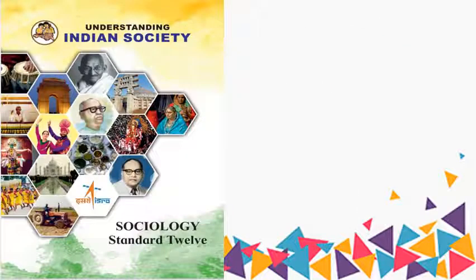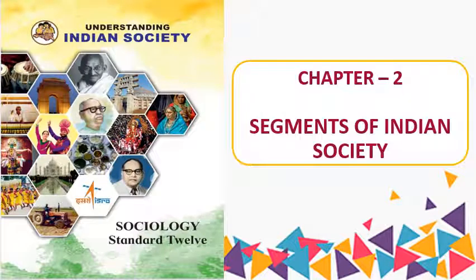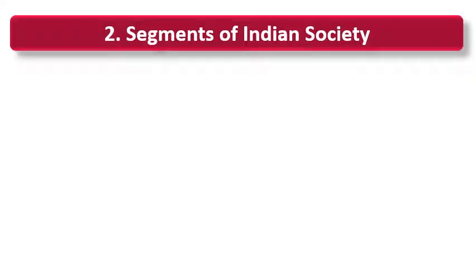In the previous lectures, we have completed first chapter of our textbook. Today we will start with the second chapter, that is segments of Indian society. Indian society is broadly divided into three segments or communities on the basis of their geographical differences and socio-cultural features.